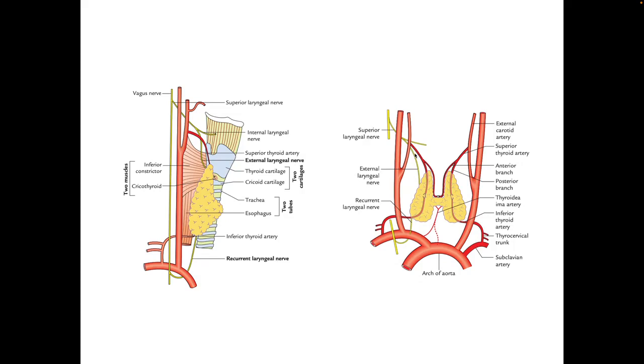So at the upper pole of the gland, ligature should be tied close to the gland. Why? To avoid injury. To which nerve? To external laryngeal nerve. This is an MCQ question. Similarly, the inferior part of the lobe, you will see there is an inferior thyroid artery.